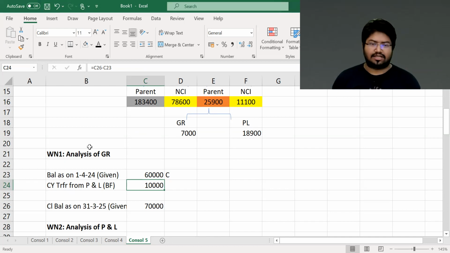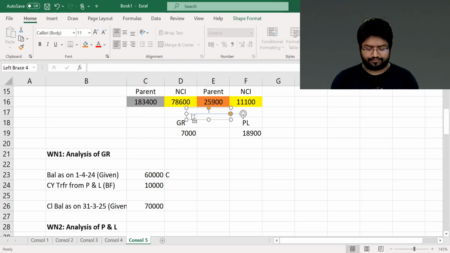Now you may get a doubt, sir, that transfer from P&L to general reserve will happen only once in a year. No, sir. There also you need to assume that transfer from P&L to general reserve is a continuous process, evenly transferred throughout the year. That is one more assumption which we need to take. All these assumptions I'll tell you at the end of the problem. Don't worry. So this 10,000 you're supposed to split and show now.